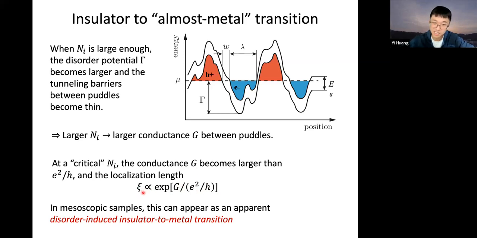If the localization length is so large that in a realistic sample, the sample size is actually smaller than such a localization length, then we think the system becomes almost like a metal. We cannot distinguish it from a metal or some system with exponentially large localization lengths. So in such a case, we say that disorder will induce an insulator-to-metal transition in such a system.